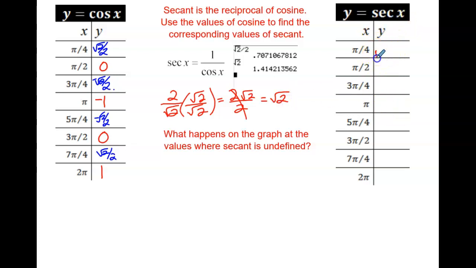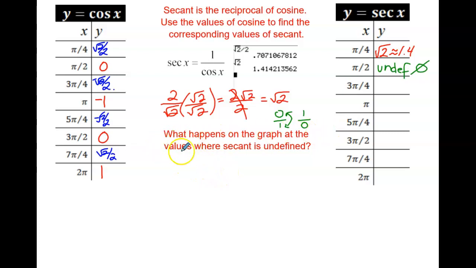So the secant of pi over 4 is the square root of 2, and our decimal approximation for that is 1.4. Okay, then the reciprocal of 0, if you recall, that's a 0 over 1. And when we flip that fraction, we get 1 over 0. And thou shalt not divide by 0, which makes the secant of pi over 2 undefined. And the symbol we use for undefined is a circle with a slash through it. So when you see that, you know that the function is undefined at that x value.